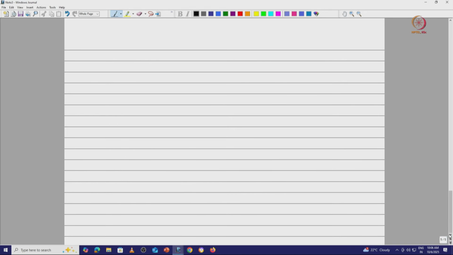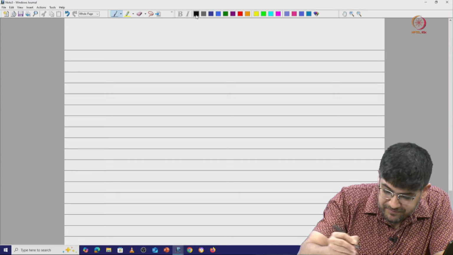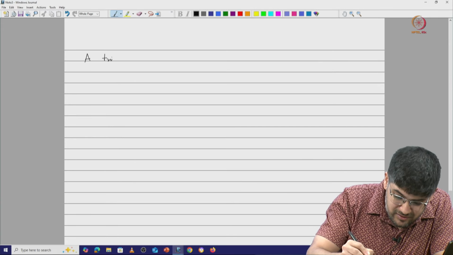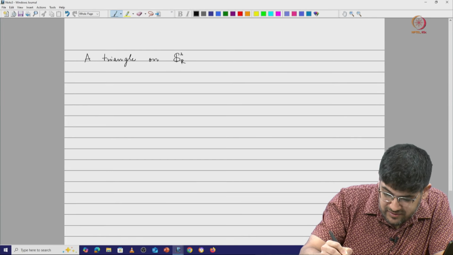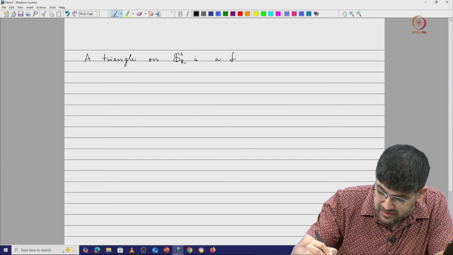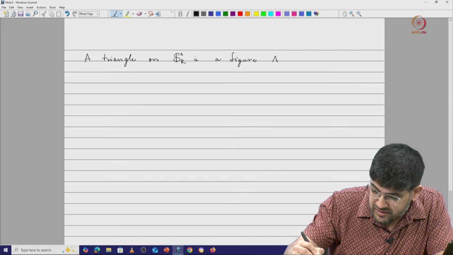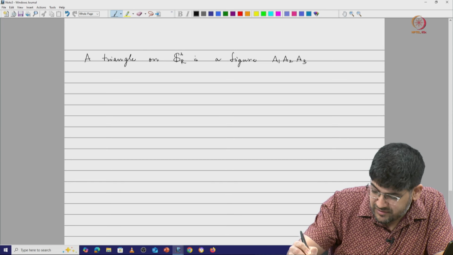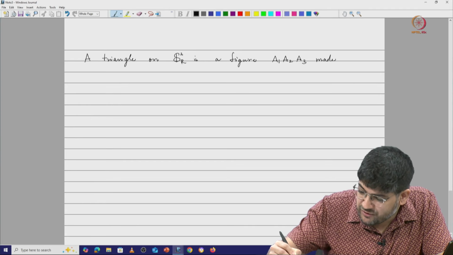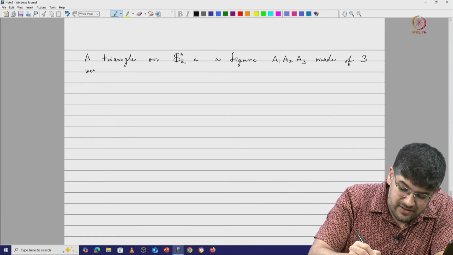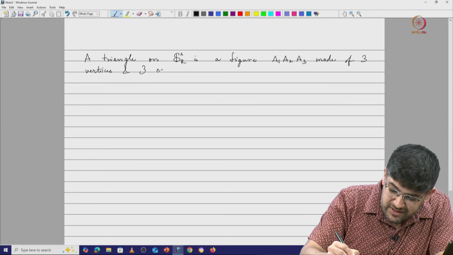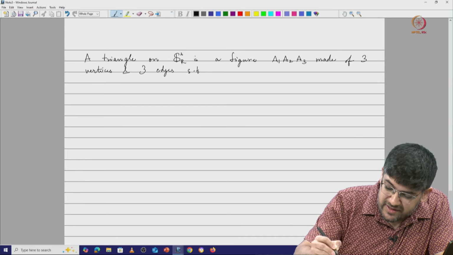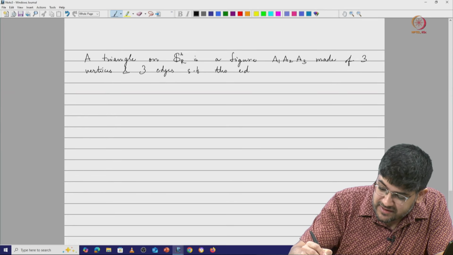Okay, so now that we understand this, a triangle on a sphere is a figure made of three vertices and three edges, such that the edges are the shortest paths.